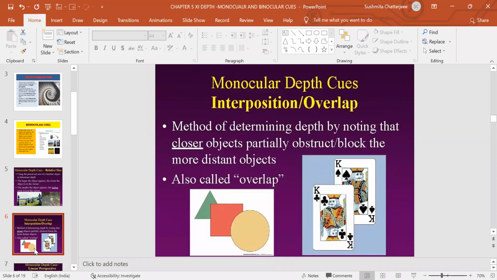When one portion of an object is covered by another object, the overlapped object is considered to be farther away, whereas the object that covers it appears to be nearer.